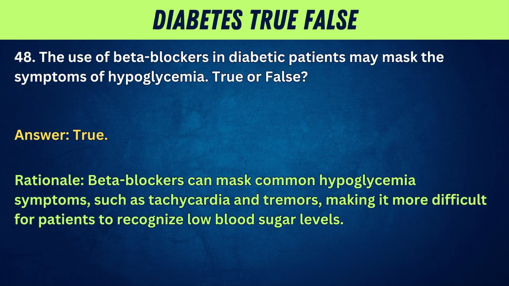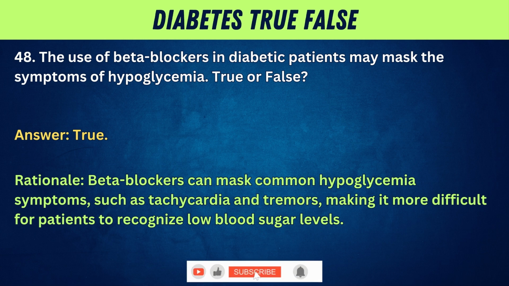48. The use of beta blockers in diabetic patients may mask the symptoms of hypoglycemia. True or false? Answer: true. Rationale: beta blockers can mask common hypoglycemia symptoms, such as tachycardia and tremors, making it more difficult for patients to recognize low blood sugar levels.